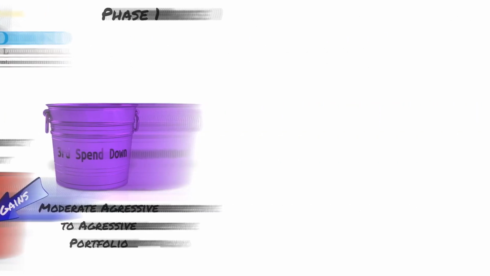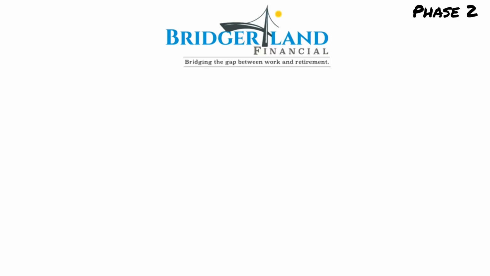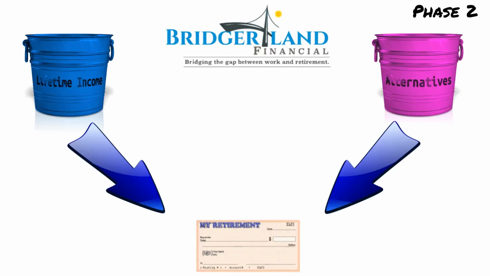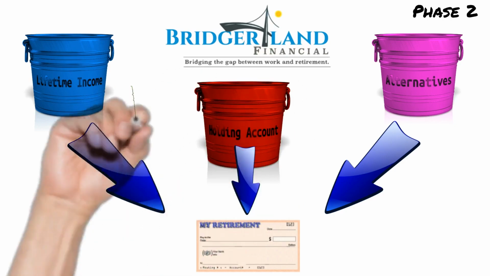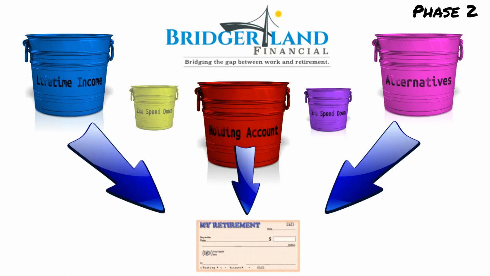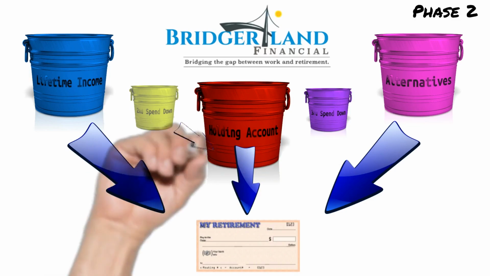Now let's go on to phase 2 of this plan. Everything we had before is the same except that the first spend down bucket is now depleted. Because of that, your monthly paycheck will now be coming from the lifetime income, alternative, and holding account buckets. The second and third spend down buckets do the same thing in phase 2 as they did in phase 1.